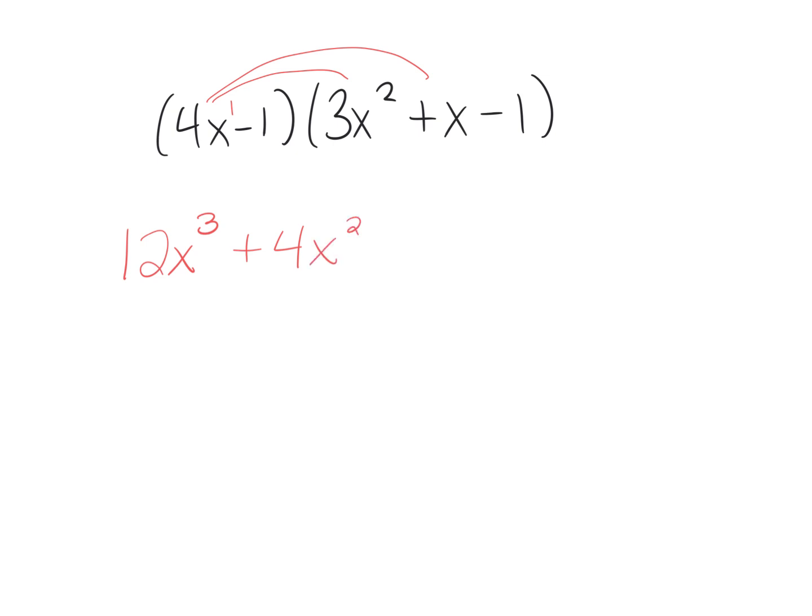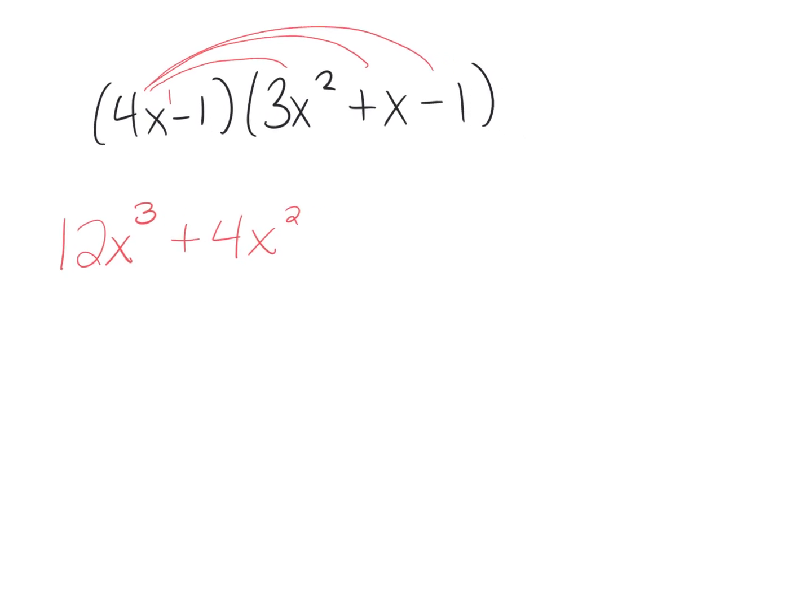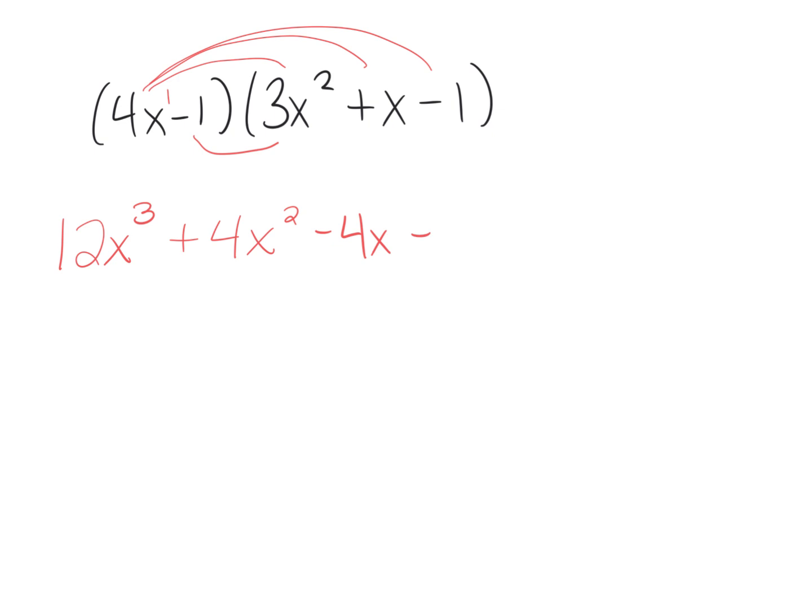4x times x is plus 4x squared. 4x times negative 1 is negative 4x. What do I do next? The 1. Yep, negative 1 times 3x squared is negative 3x squared. Negative 1 times x is negative x. And then negative 1 times negative 1 is positive 1.